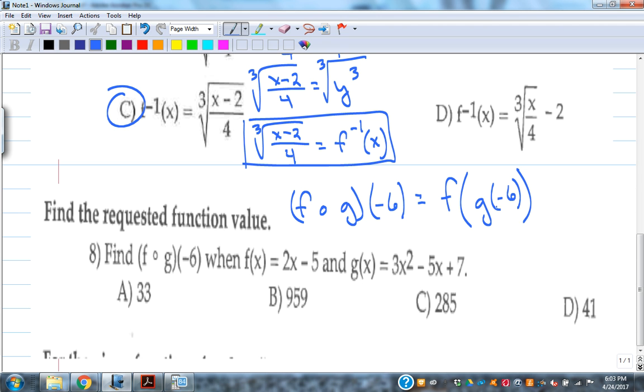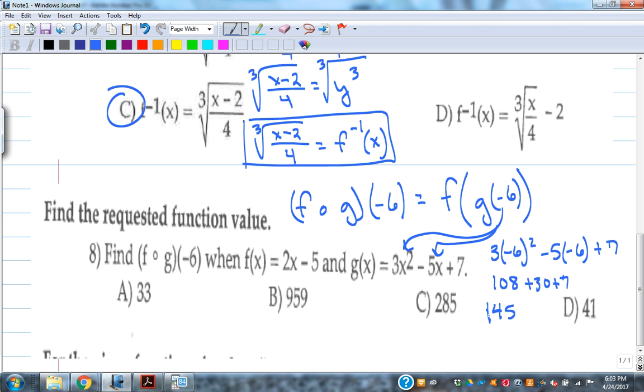Okay, so I'm going to take -6 and put it in here for x. It's going to be 3 times negative 6 squared minus 5 times negative 6 plus 7. So that's 36 times 3, which would be 90 and 18, so 108 plus 30 plus 7. So that's 138 plus 7 would be 145. That's g of negative 6.